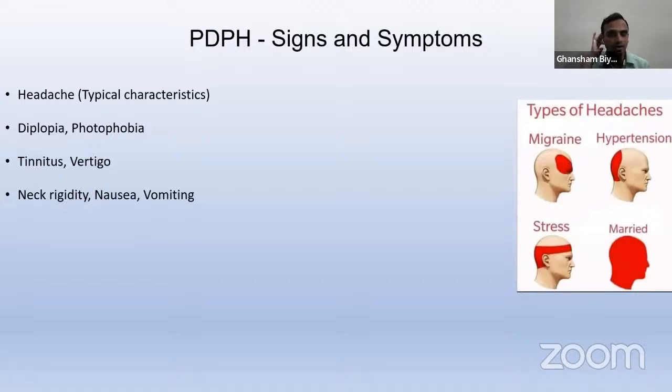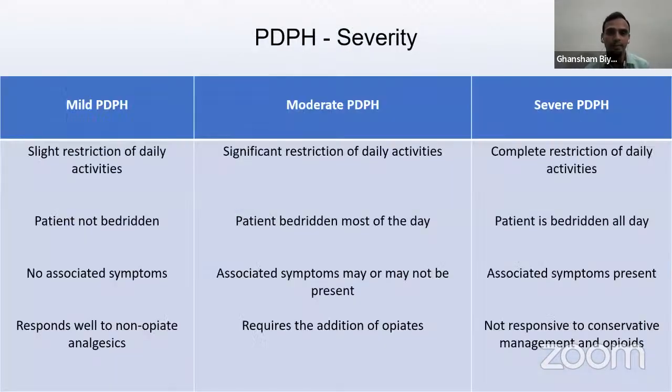That headache in the occipital area may migrate to the spinal, the lower cervical area and into the upper shoulder regions. They usually present with associated symptoms, be it diplopia, photophobia, tinnitus, vertigo, nausea, vomiting, which is usually not seen with other types of headaches, except for pneumocephalus, which also has got a postural variation. But otherwise, these are the typical signs and symptoms which you see in cases of a PDPH.